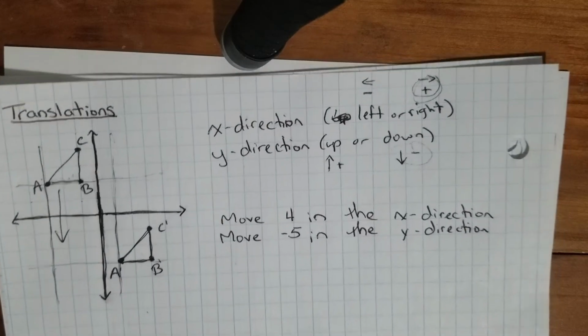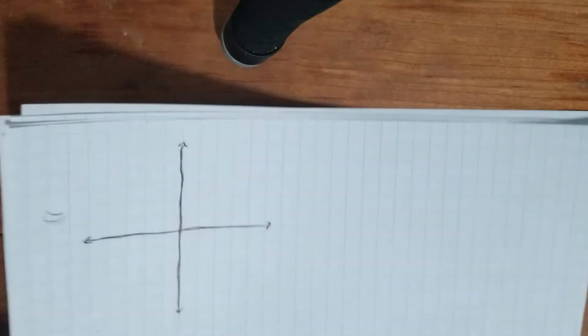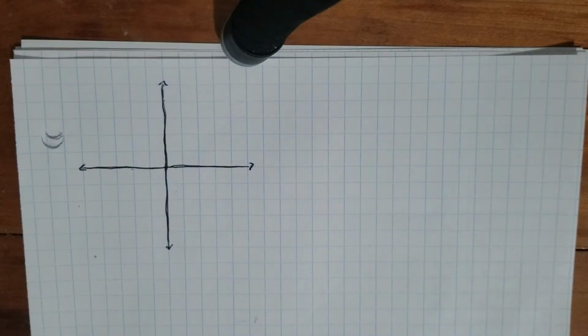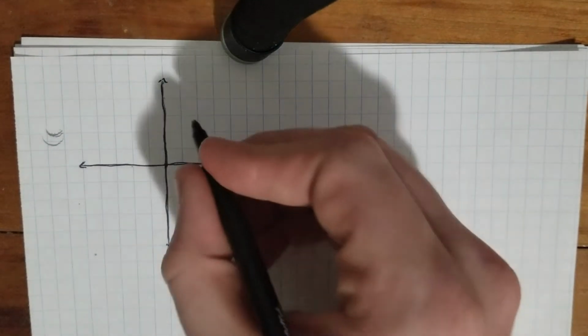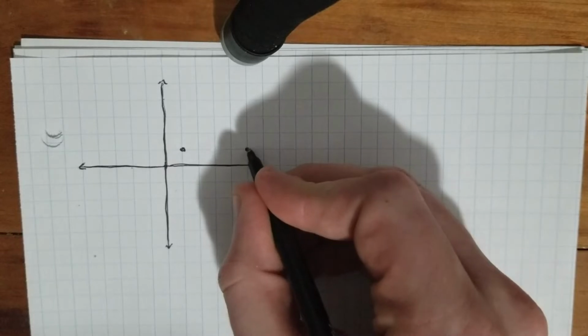Let's take a look at another example and see how we can figure this out using coordinates. So here we have another grid, and we're going to deal with another triangle here again. Again, something maybe a little bit easier to work with.